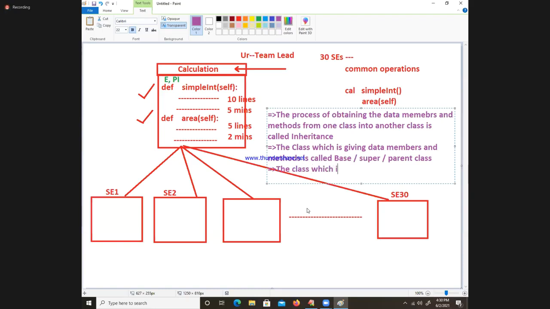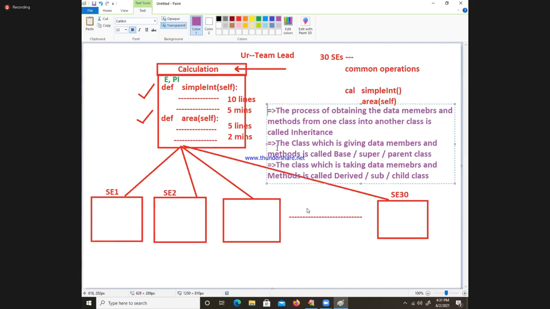The class which is taking data members and methods is called derived or subclass, or we can call it child class. Dear students, please confirm, all of you. Is this definition clear or not? Are these lines clear or not? If you say so, then I will move forward. All of you should understand it thoroughly.